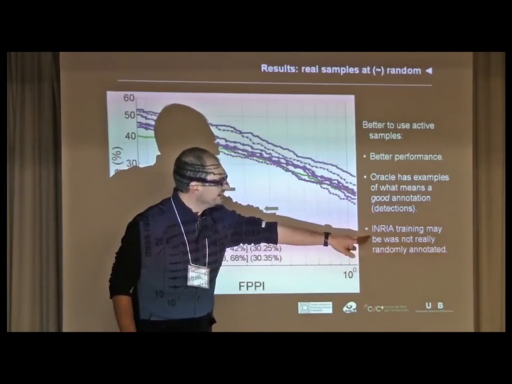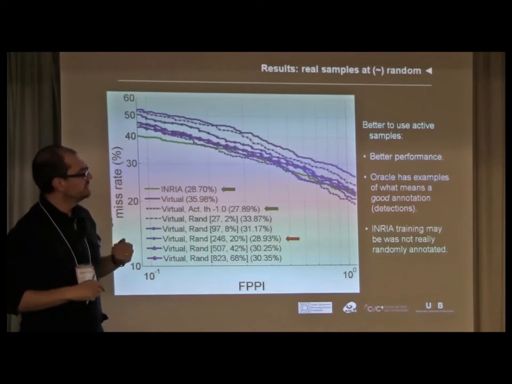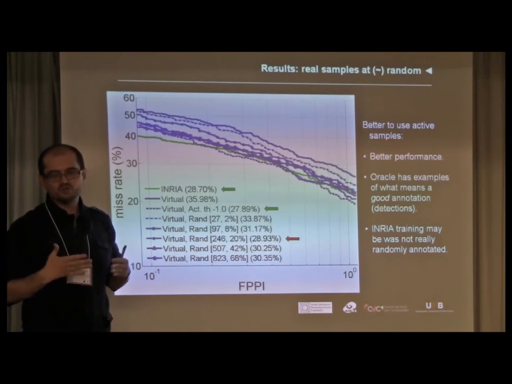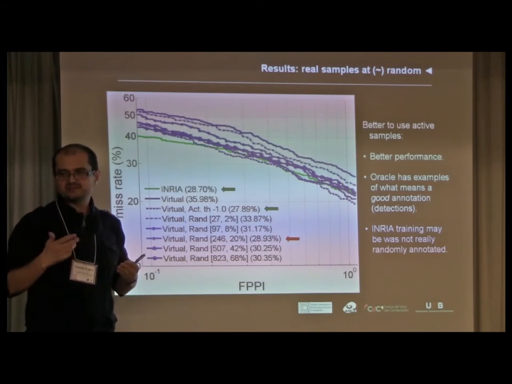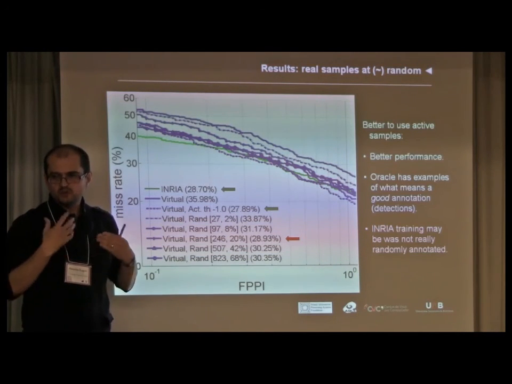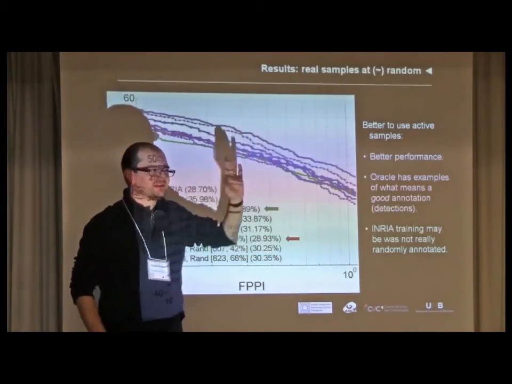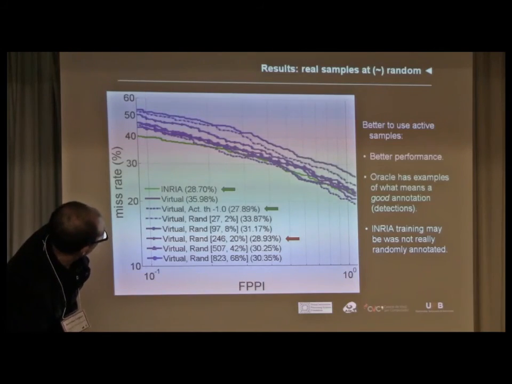Another thing is that probably the INRIA training data is not as random as it could be, because it was annotated, I think, by a person that was working on the algorithm for detecting pedestrians. So it was an expert in vision. So that's why I think the annotation is not that random. Okay.